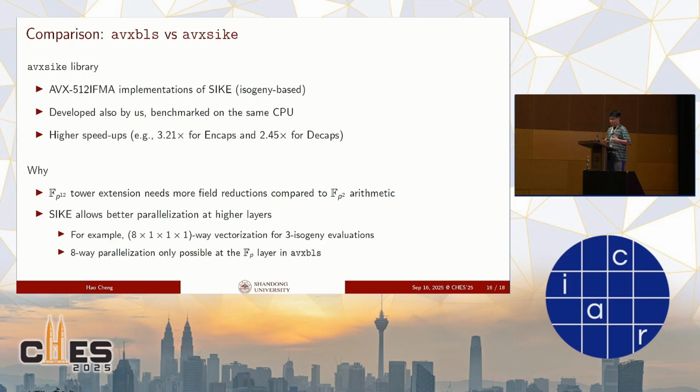And why is the speedup higher? Because the pairing needs the FP12 tower extension, and the tower extension needs more field reductions compared to the FP2 arithmetic used by CSIDH. Also, CSIDH allows better parallelization at higher layers. For example, 8-way parallelization is possible for the 3 isogeny evaluations, but in this work, the 8-way parallelization is only possible at the prime field layer in the AVX-BLS.